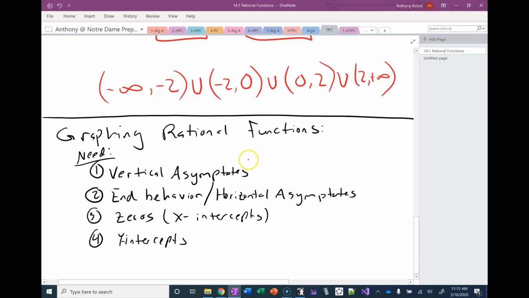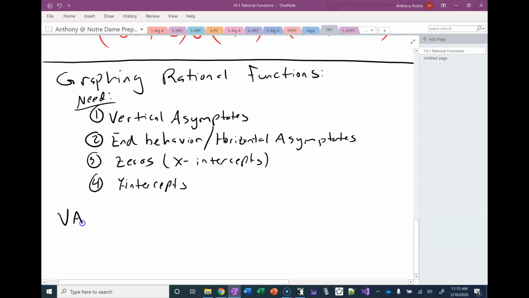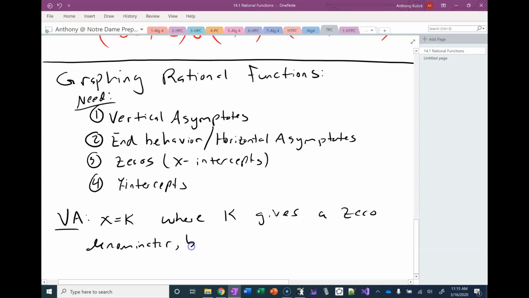So these vertical asymptotes, how do we find those? I'm going to abbreviate vertical asymptotes as VAs. Vertical asymptotes are going to be of the form x equals k, where k gives a 0 denominator, but not a 0 numerator.